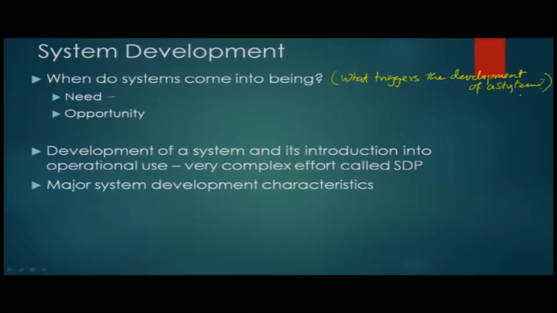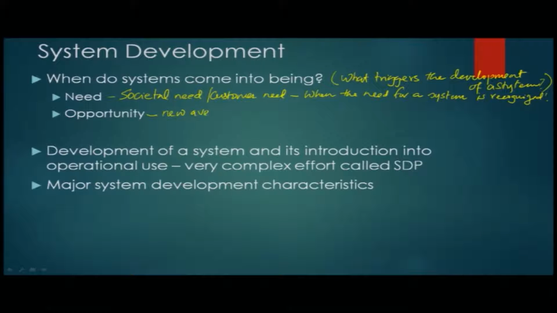The first is a need, or sometimes people also call this a societal need or a customer need. Here, what happens is that the need for a system is recognized. That is the first part. We identify that there is a system that is required at this point.